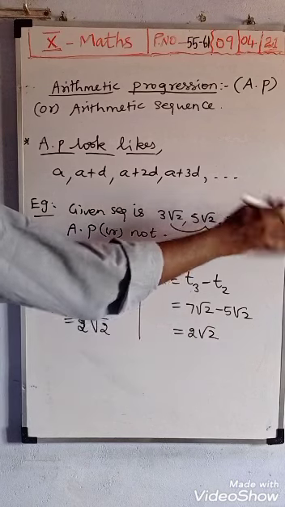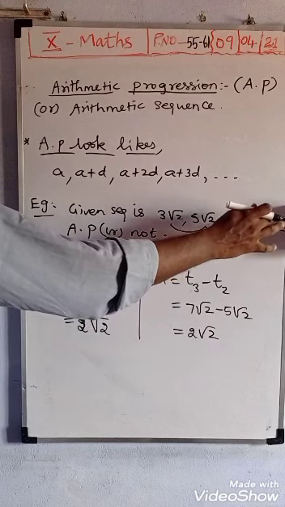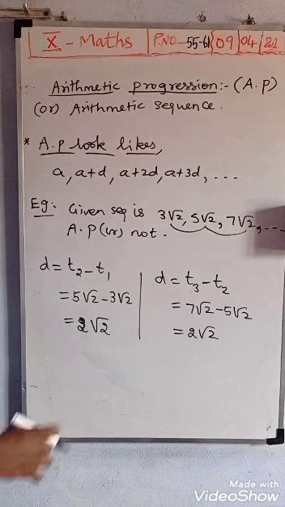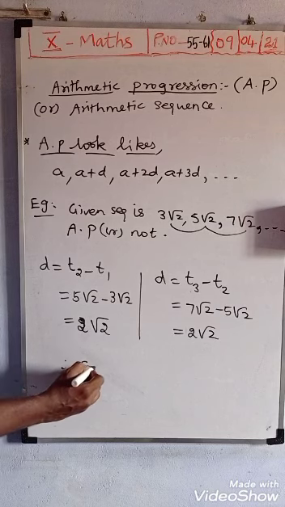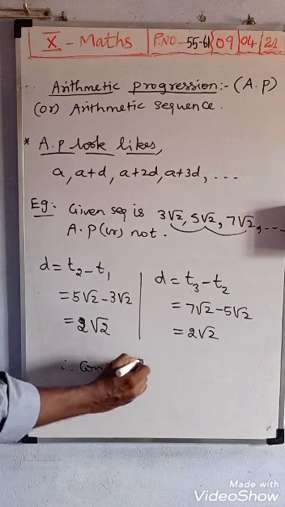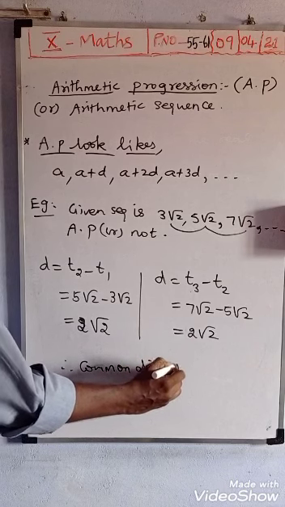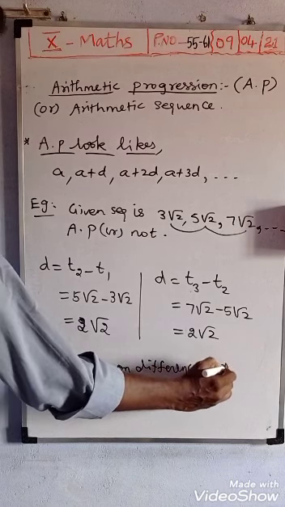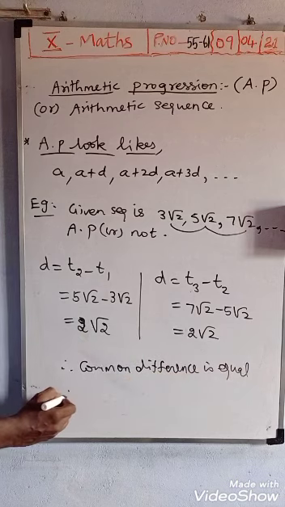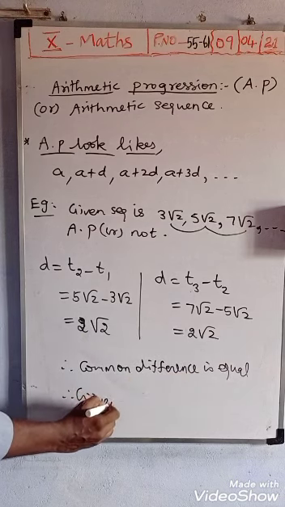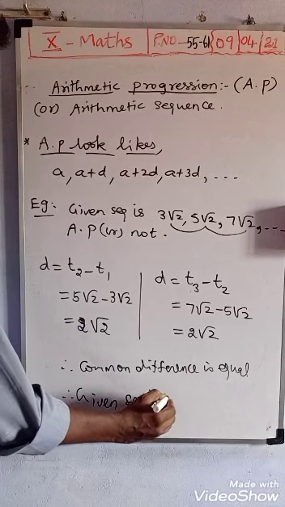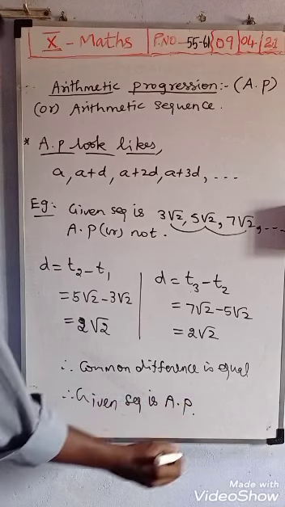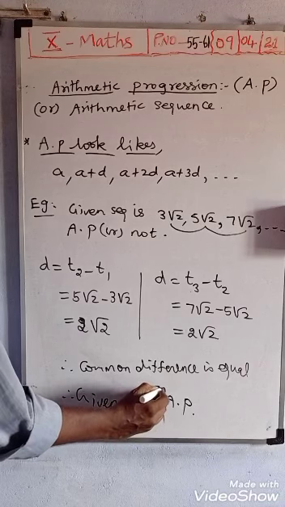Suppose the next fourth term is given, then T4 minus T3 you want to check. If all the differences come equal, it is called an arithmetic progression. Therefore here the common difference is equal. Therefore the given sequence is an AP.